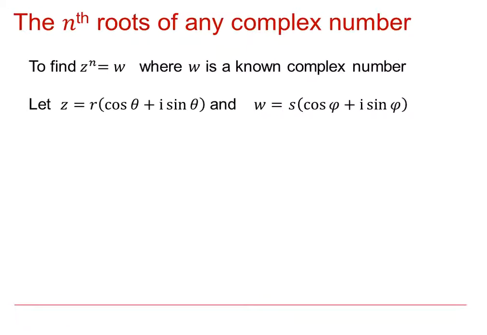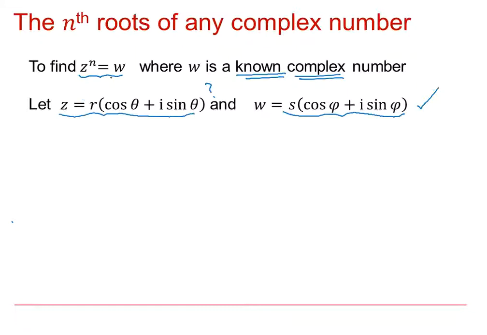So now we're going to consider the situation where z to the n equals w. Previously we've looked at z to the n equals 1, now it's z to the n equals w, where w is a known complex number. So z is going to be referred to as r(cos theta + i sin theta), and that is the thing we're trying to find. And w will be referred to as s(cos phi + i sin phi), and that is the complex number which is known.